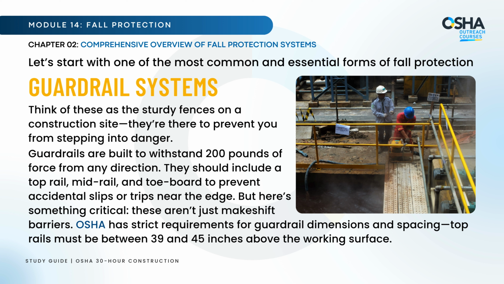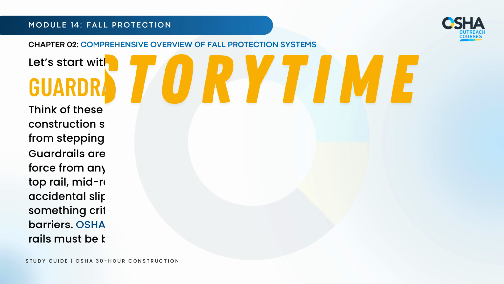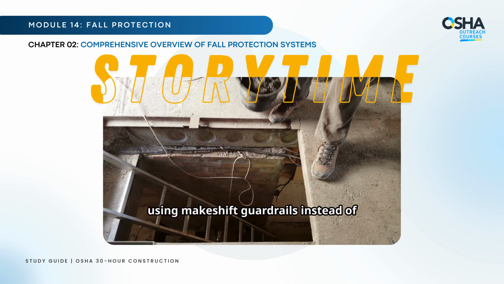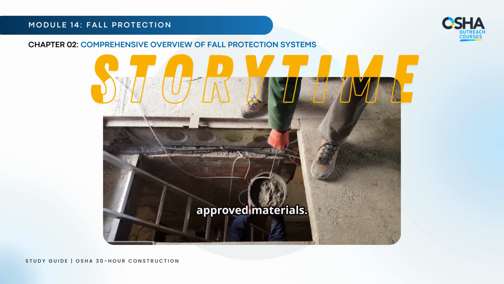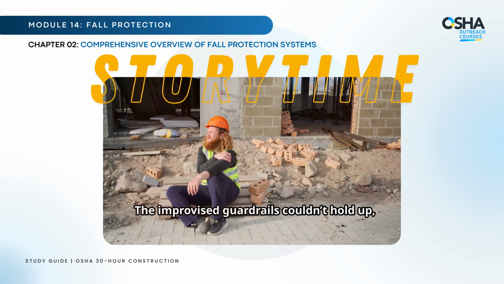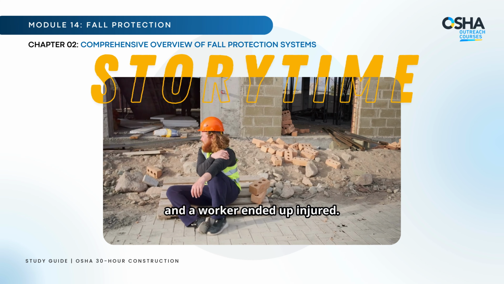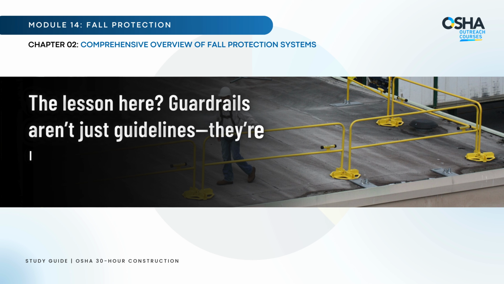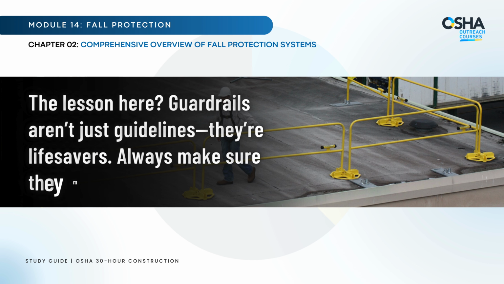Here's a story to drive this home. A contractor once tried to cut corners, using makeshift guardrails instead of approved materials. Everything was fine, until a sudden storm hit. The improvised guardrails couldn't hold up and a worker ended up injured. The lesson here, guardrails aren't just guidelines, they're lifesavers. Always make sure they meet OSHA's standards.